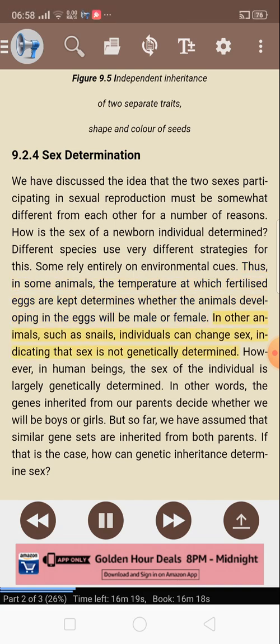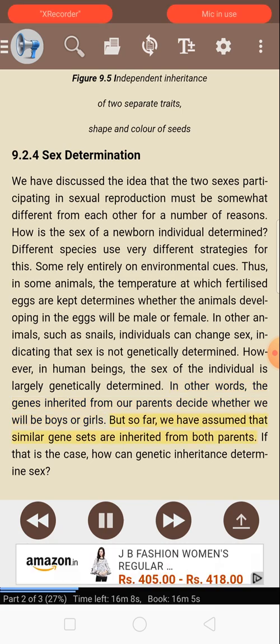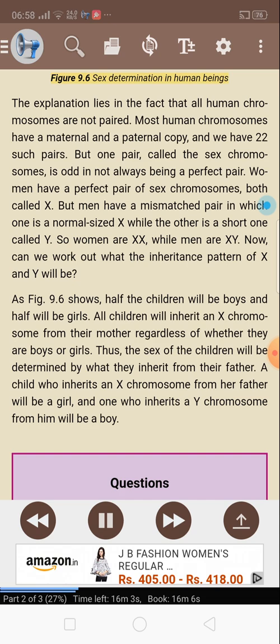In other animals, such as snails, individuals can change sex, indicating that sex is not genetically determined. However, in human beings, the sex of the individual is largely genetically determined. In other words, the genes inherited from our parents decide whether we will be boys or girls. But so far, we have assumed that similar gene sets are inherited from both parents. If that is the case, how can genetic inheritance determine sex? Figure 9.6 Sex determination in human beings.